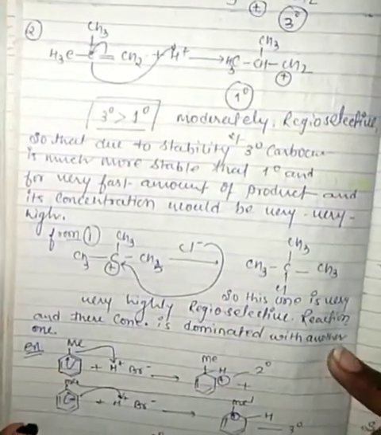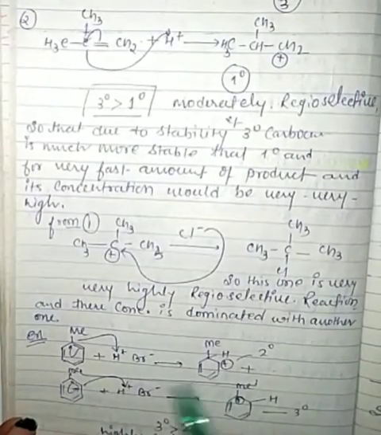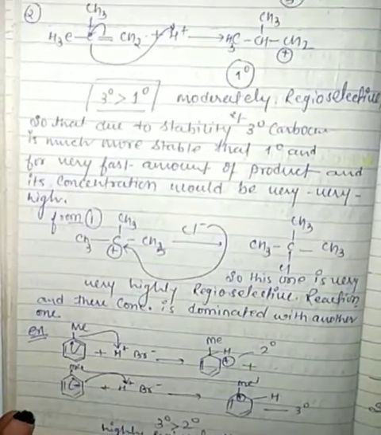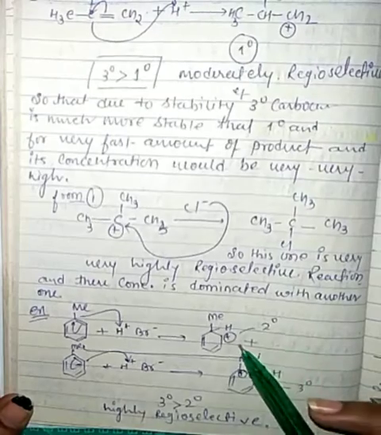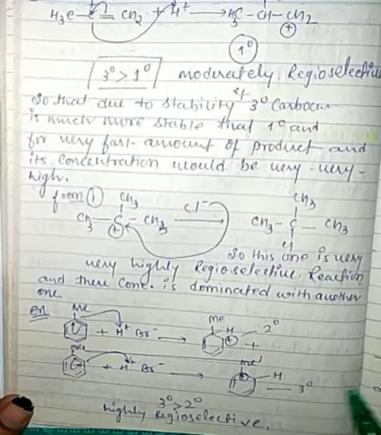Next we see another example of high regioselectivity. So this one is a 2nd-degree carbocation formation and this is a 3rd-degree carbocation formation.